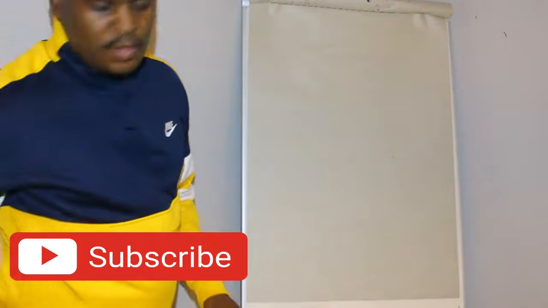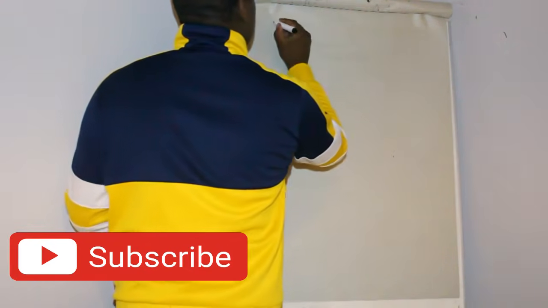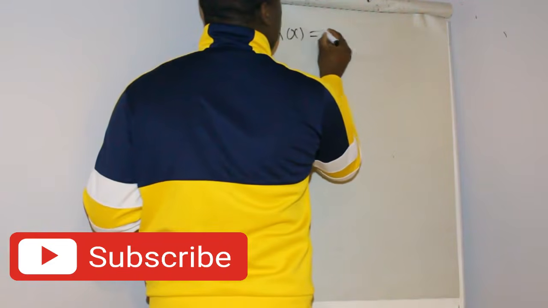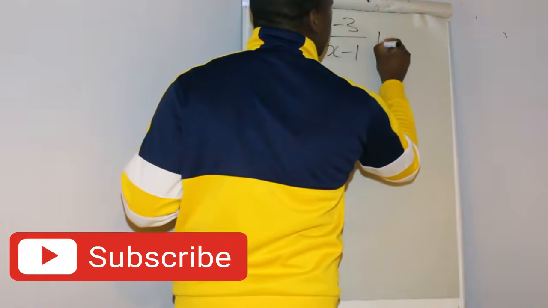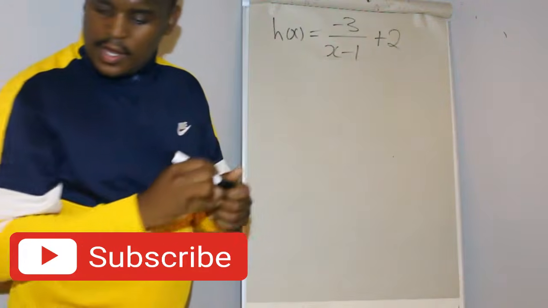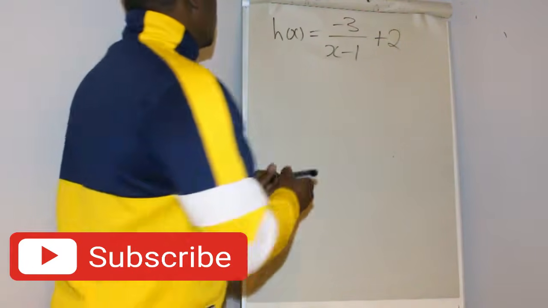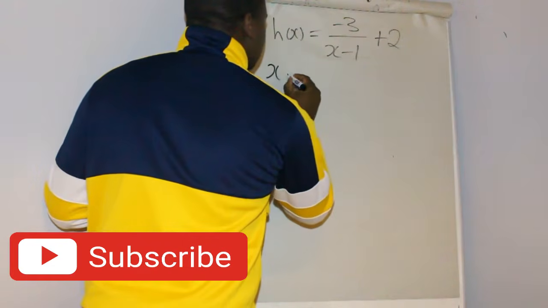So, say h of x is equal to minus 3 over x minus 1 plus 2. Let's start with the x-intercept.